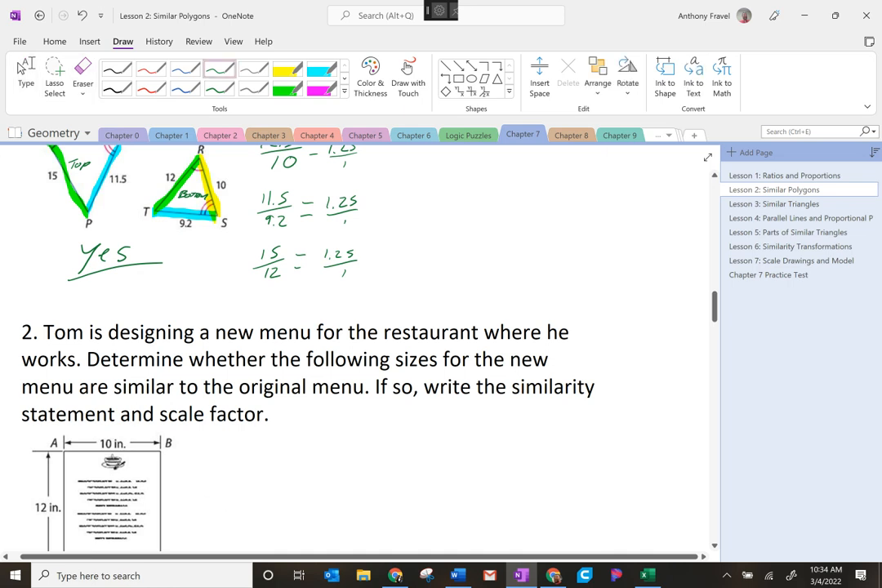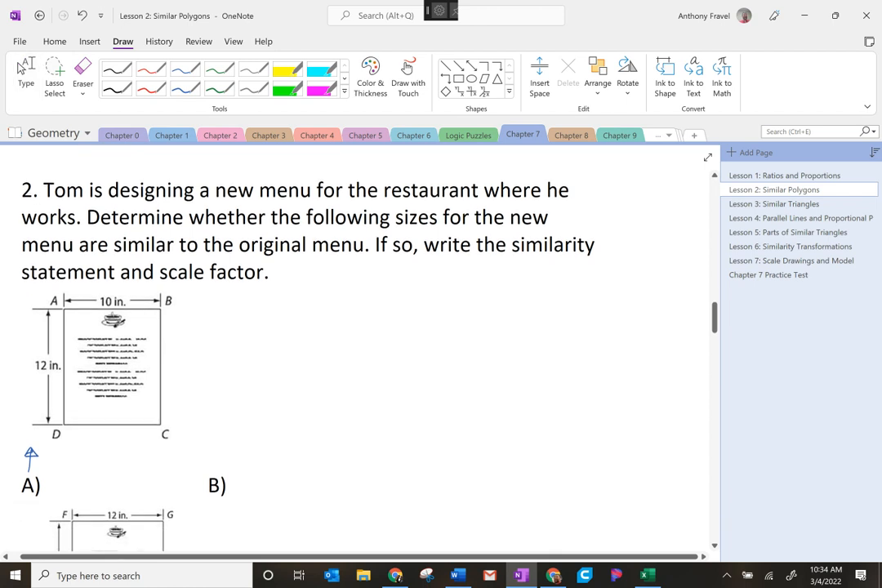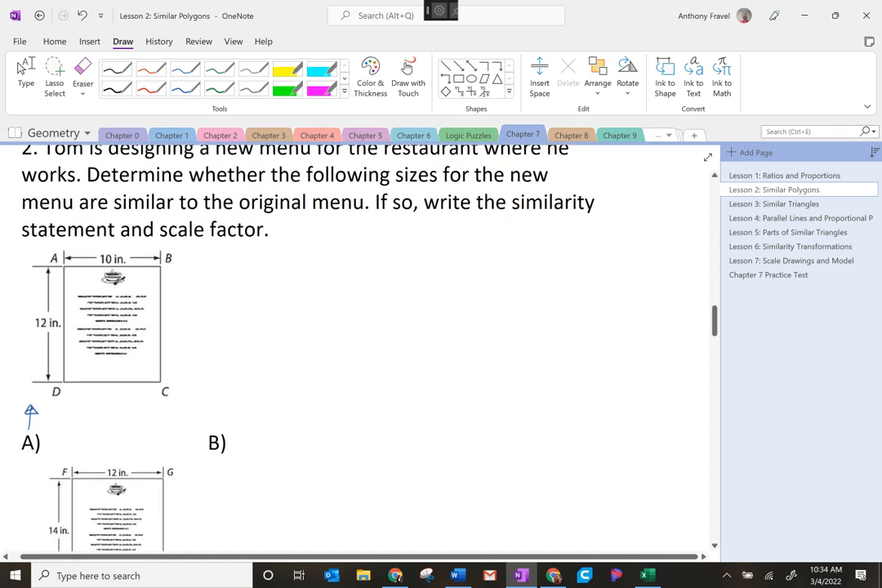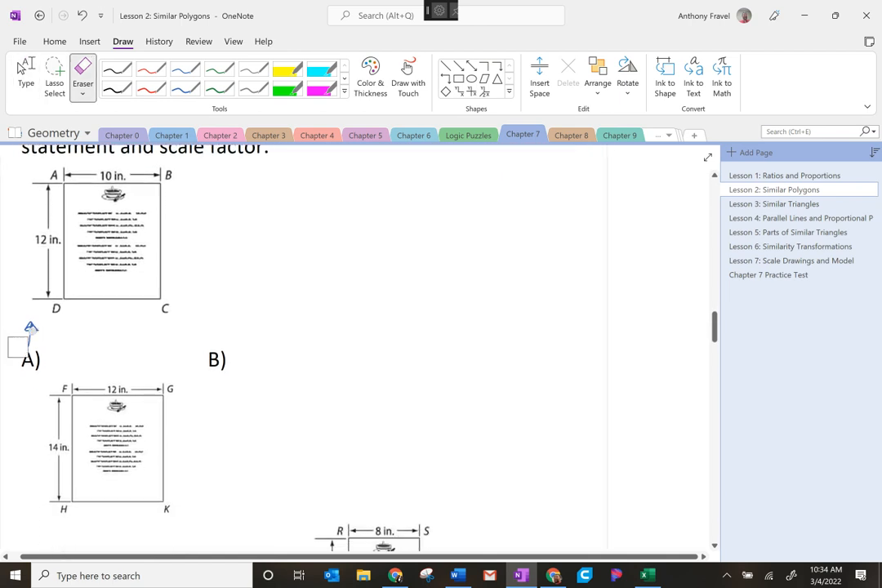Same general idea. It says Tom's designing a new menu for the restaurant where he works. Determine whether the following sizes for the new menu are similar to the original menu, and if so, write the similarity statement and the scale factor. The similarity statement is going to be which ones match up with each other, which sides match up, and which ones don't.